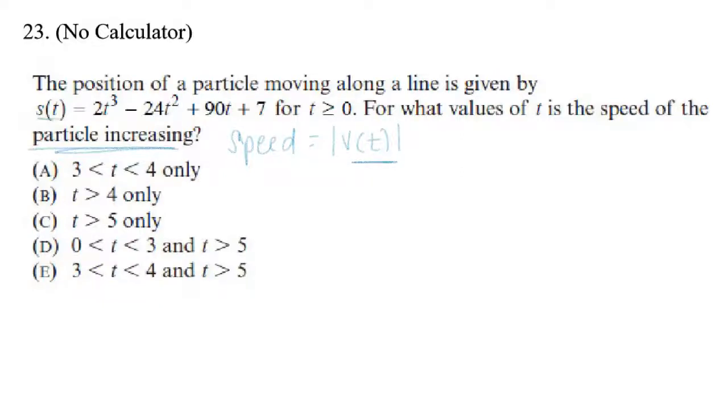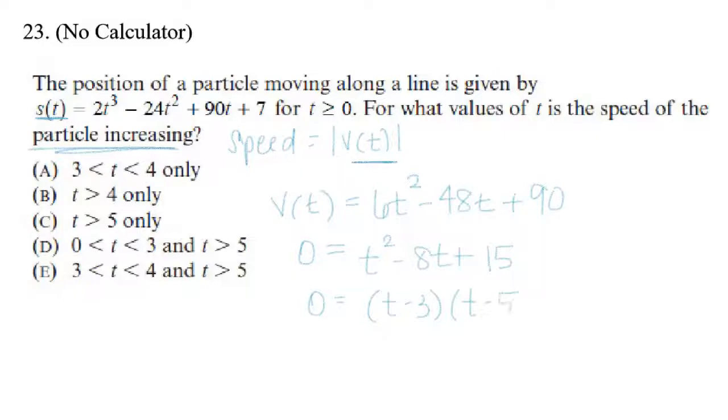So how do we get velocity from position? Well, you take the derivative. So v of t equals, we have 6t squared minus 48t plus 90. And then I would find the zeros of this function. And it looks like we can divide everything through by 6. So that's going to give me t squared minus 8t plus 15. And that's going to factor real nicely. Let's see. 0 equals, we have t minus 3 times t minus 5. So we see that we have 3 and 5. So t equals 3 and then 5.